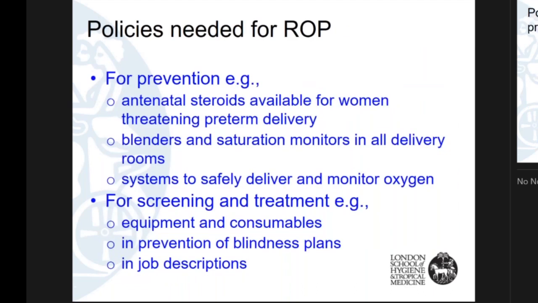So what policies are needed for prevention? There need to be policies in place to give women threatening preterm delivery a course of antenatal steroids. This matures the lungs and reduces the risk of RoP. Blenders and saturation monitors must be available in all delivery rooms, and there needs to be equipment and systems in place to safely deliver and monitor oxygen. Many of the oxygen aspects are lacking in low and middle income countries.